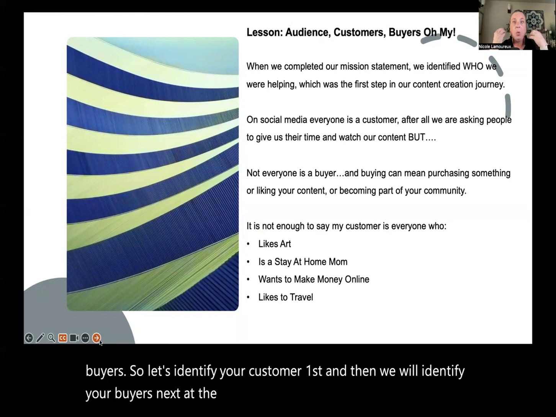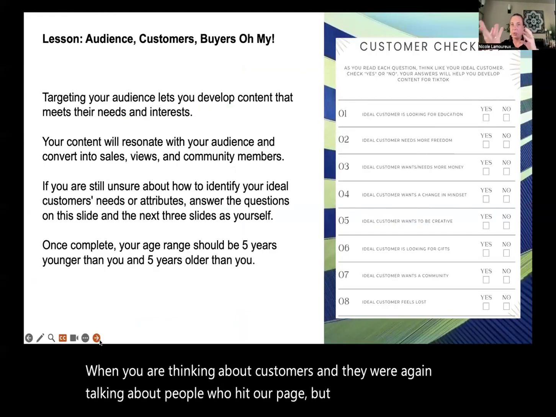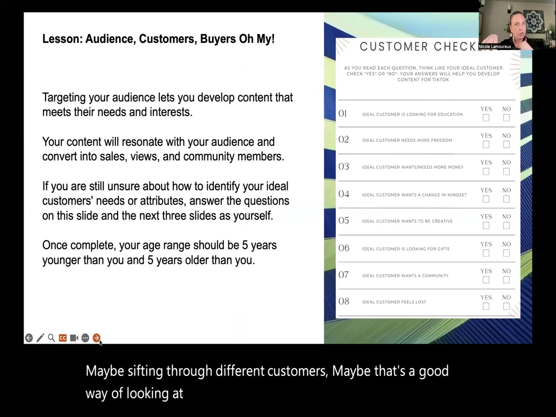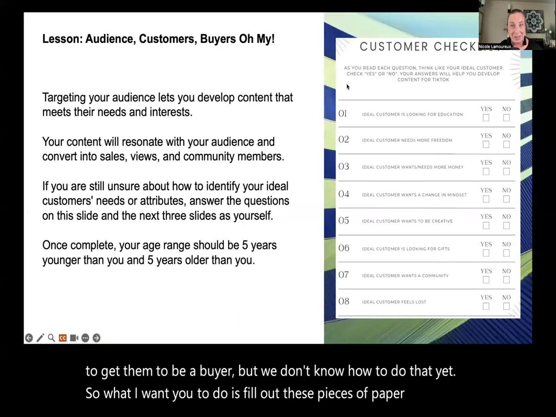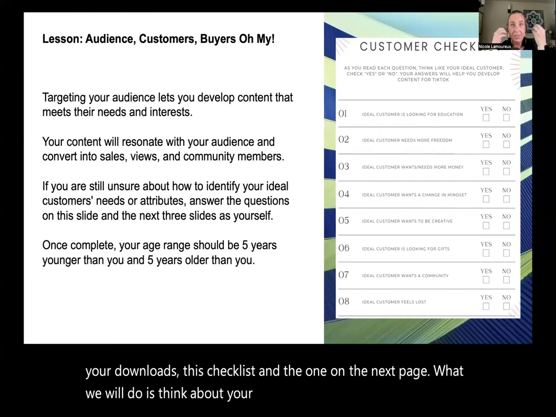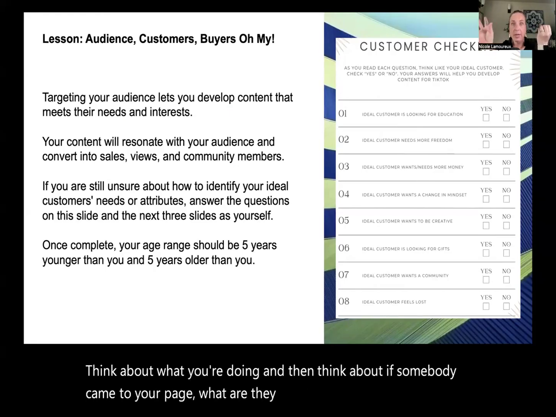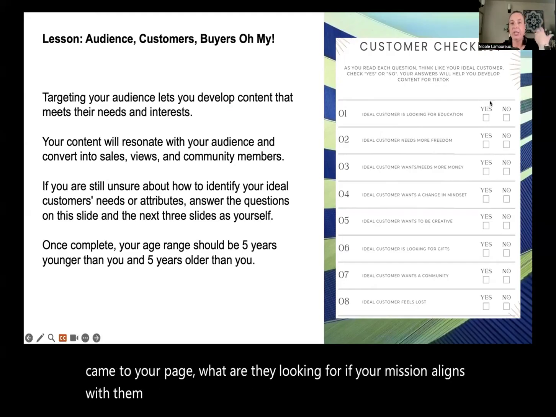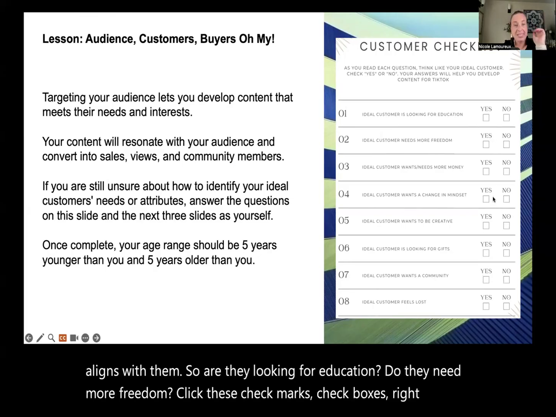At the very minimum, when you are thinking about customers, and we're again talking about people who hit our page, we want to start maybe sifting through different customers. Maybe that's a good way of looking at it. We want to start calling out to people to get them to be a buyer, but we don't know how to do that yet. So what I want you to do is fill out these pieces of paper that are in your downloads, this checklist, and the one on the next page. What we will do is think about your mission, think about what you're doing, and then think about if somebody came to your page, what are they looking for if your mission aligns with them? So are they looking for education? Do they need more freedom? Click these check boxes right here and put that aside.